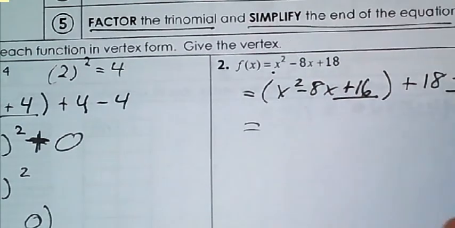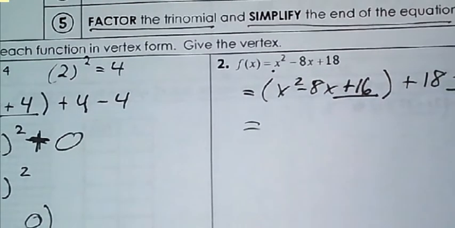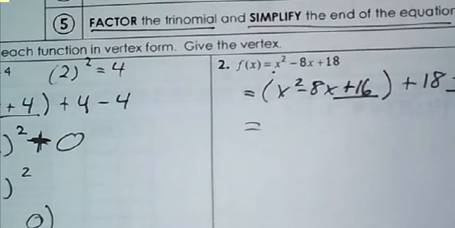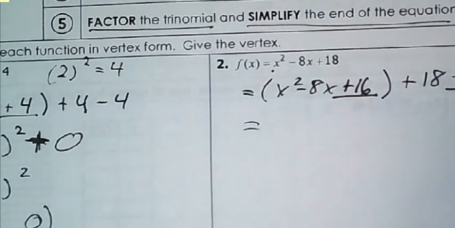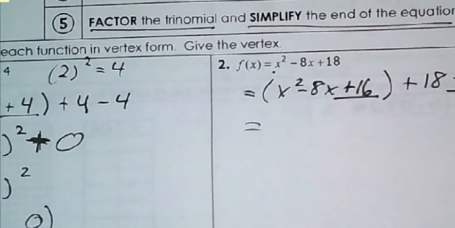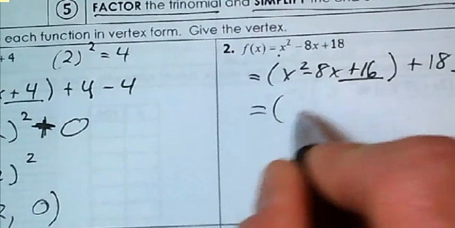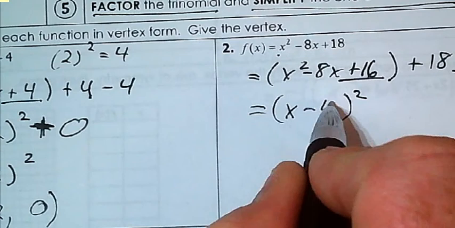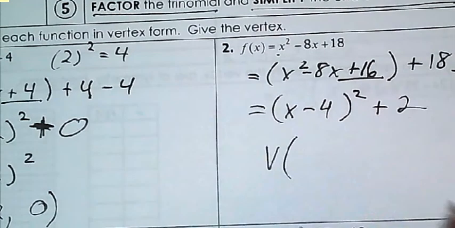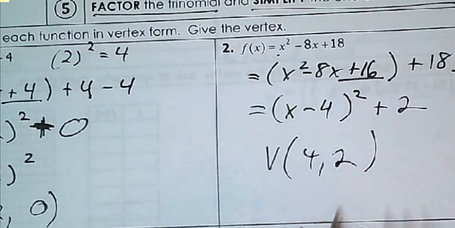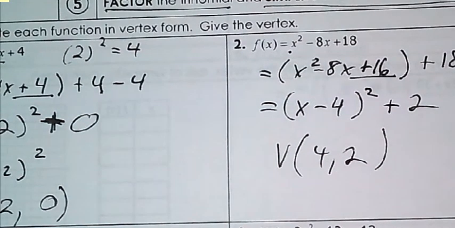So in this problem, this missing part right here would have been a 4. So I would have had an x, or technically a negative 4, and this side is x minus 4. So x minus 4 times x minus 4 is this. Alright, so let's write this as x minus 4 squared, and then 18 minus 16 is 2. Now what is our vertex? 4, 2. Okay? Alright, let's keep going.